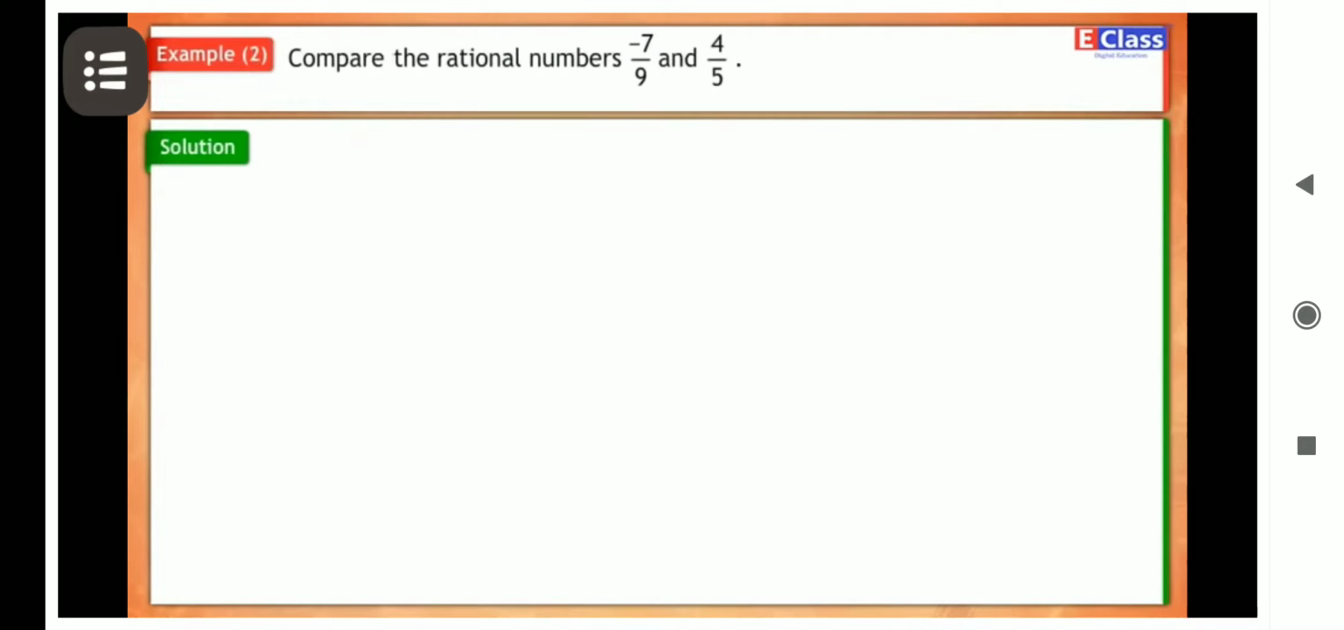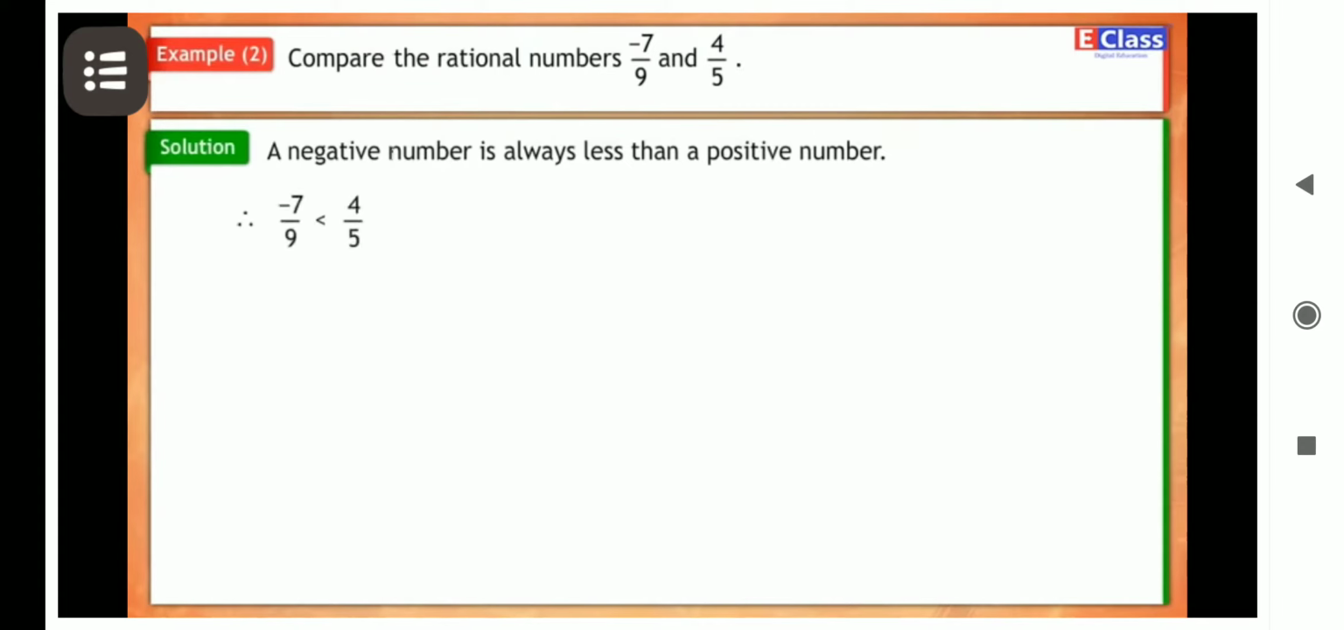Second example, compare the rational numbers -7 by 9 and 4 by 5. Solution. A negative number is always less than a positive number. Therefore, -7 by 9 is less than 4 by 5.